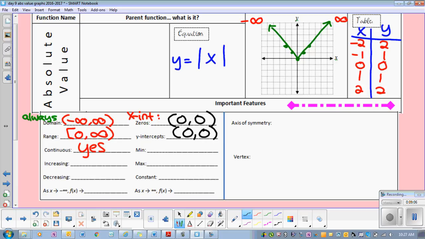Now, minimum and maximum. Does this have a minimum or does it have a maximum? It has a minimum but no maximum. Good. It has a minimum because it is down, it's right here. It's like you have to go down your hill, down the valley. So your minimum is at 0, 0. Is there a maximum? No. If this had a minimum and a maximum, it would look like a diamond, right? No.